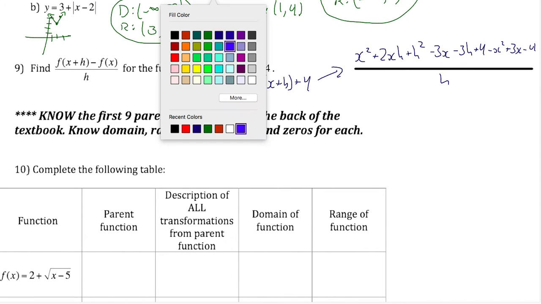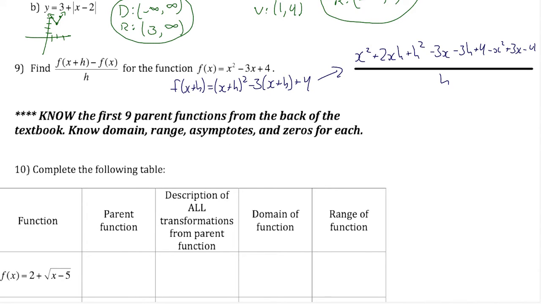So what I'm going to do here is look for any of my like terms. I can see that I have an x squared and an x squared. What else do I have? Oh, I have a negative 3x and a positive 3x, and I have a positive 4 and a negative 4. If you take a real good look at these, you can see they're all opposite. So x squared minus x squared is 0. Negative 3x plus 3x is 0, and the 4 minus the 4 is 0.